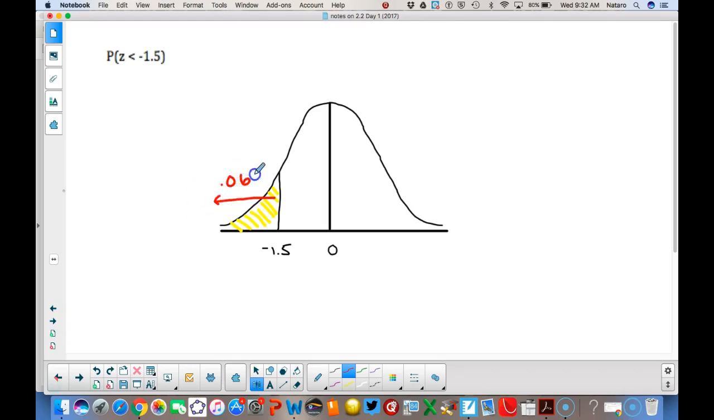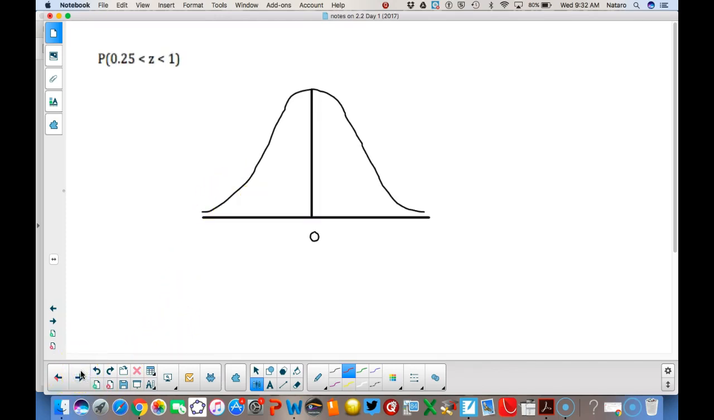And you can leave that as that value. If you wanted to write it as 6.68%, you could write it that way as well. Most of the time it's written with 4 decimal places. Let's take a look at another example.